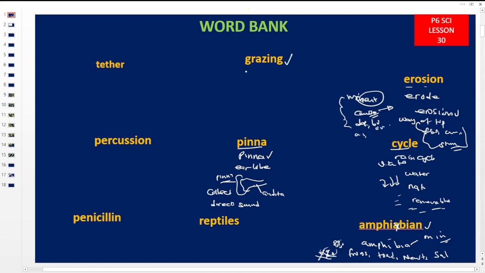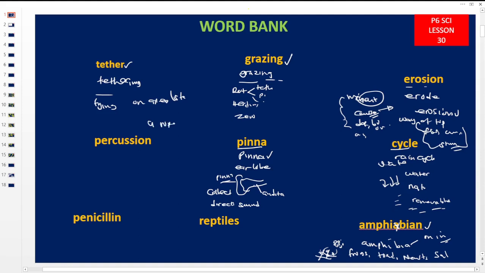Alright, so we have grazing. We said in the previous lessons that grazing is the proper use of grassland within the area, and we said we have rotational grazing, which we discussed, as we have tethering, paddocking, strip grazing, and then herding, which is also called the free range, and also zero grazing. Then this is the word tethering. Tethering is the act of tying an animal on a peg or a stake using a rope.